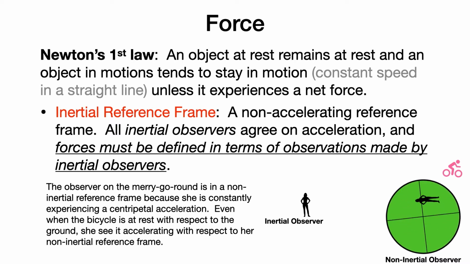On the other hand, the non-inertial observer, even when the bicycle is sitting still, sees from her frame of reference, her non-inertial frame of reference, that the bicycle is constantly accelerating because she is also accelerating because she's moving in a circle. She is experiencing a constant magnitude of a centripetal acceleration towards the center of the merry-go-round. Because she observes from a non-inertial reference frame, even something experiencing no forces seems to have accelerations. So this is not a good way to observe objects in order to define forces.